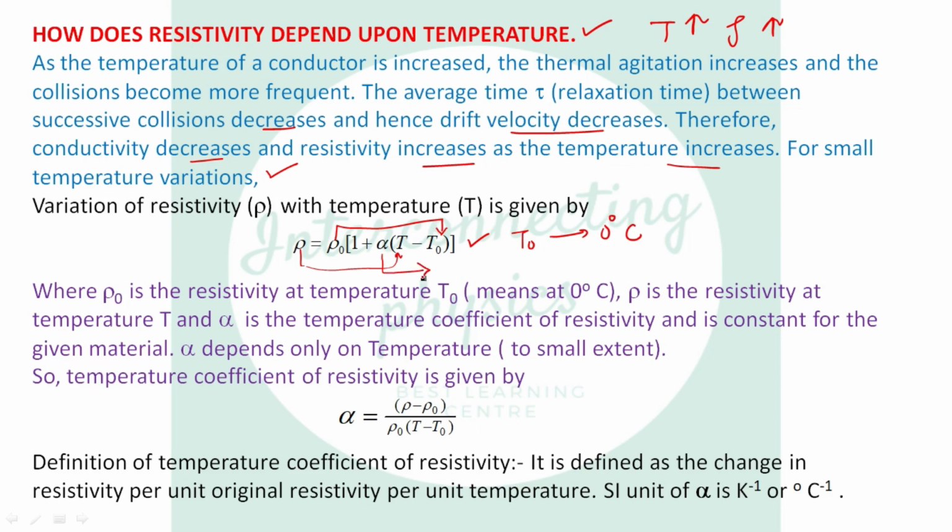Alpha is called the temperature coefficient of the resistivity and is constant for a given material. Alpha only depends upon the temperature, and that too only to a small extent. Now, the temperature coefficient of resistivity can be written, if we rearrange this equation, as alpha equals (rho minus rho naught) divided by rho naught into (T minus T naught). This can be written as delta rho divided by rho naught into delta T.